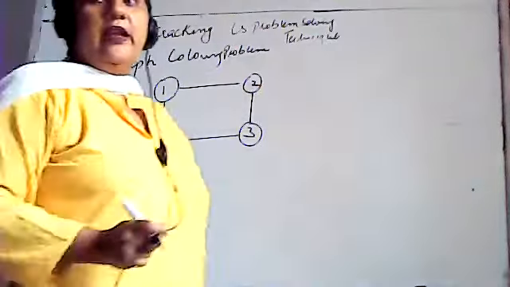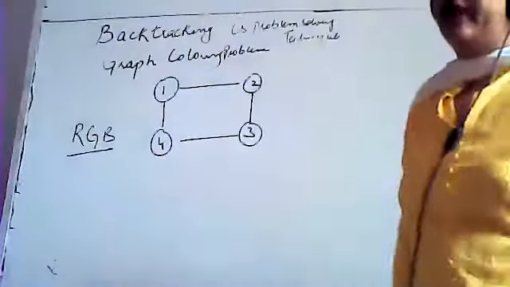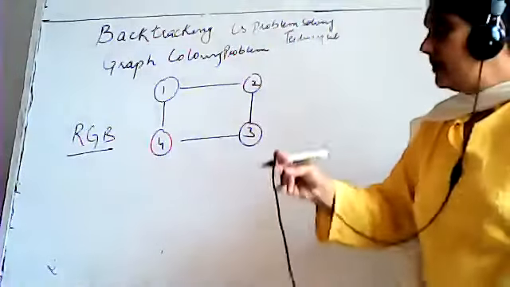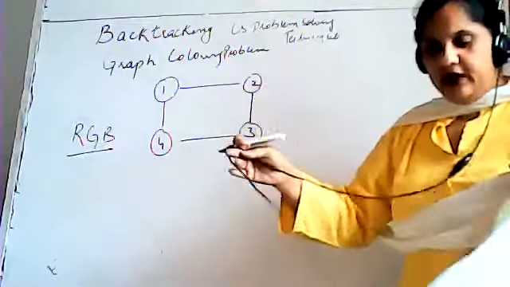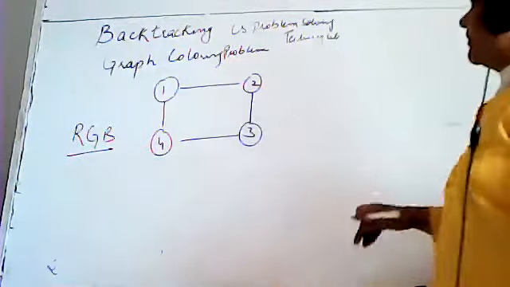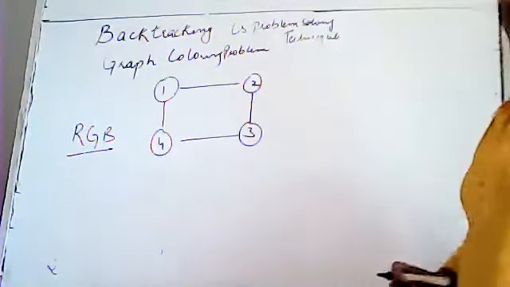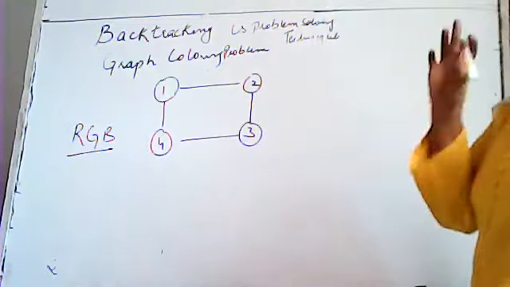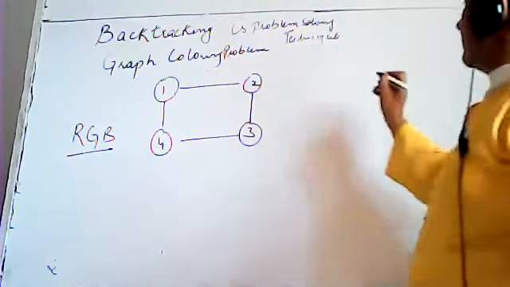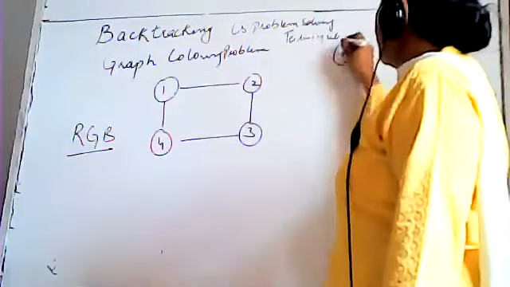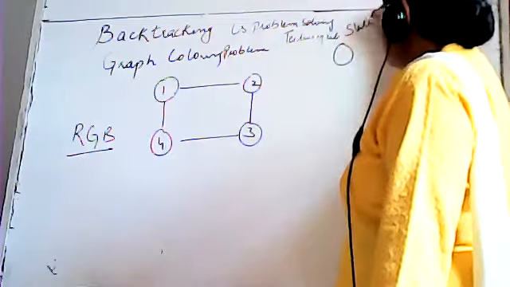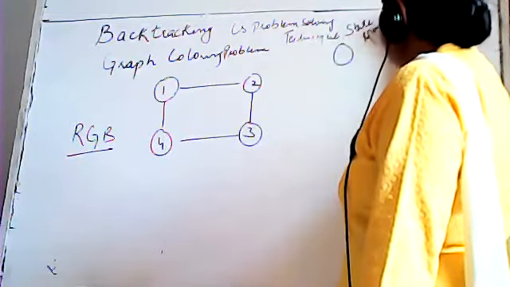We have been given this graph with 4 vertices and 3 colors: R, G, and B. So let's draw its state space diagram. We are left with 10 minutes, and in 10 minutes I will be able to complete this. So we'll form the state space tree, or solution space as it is called.